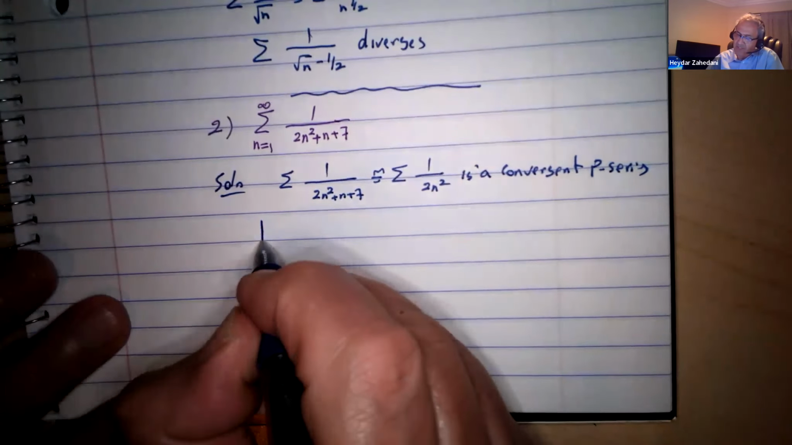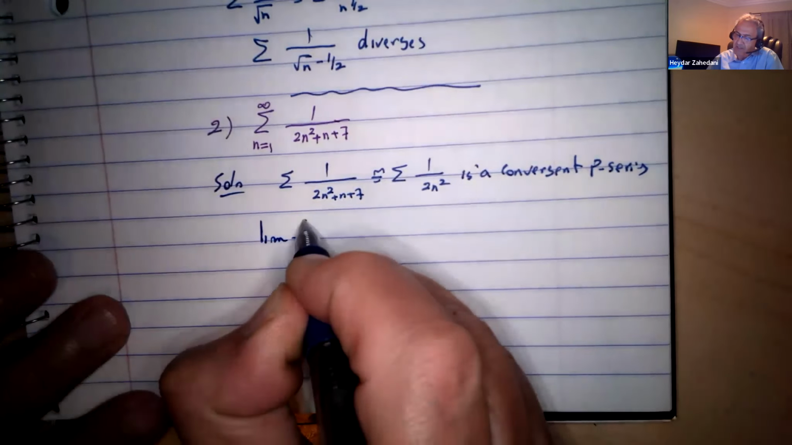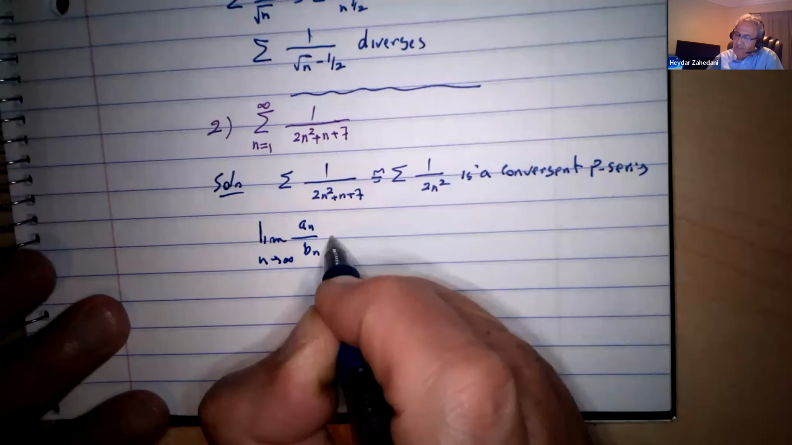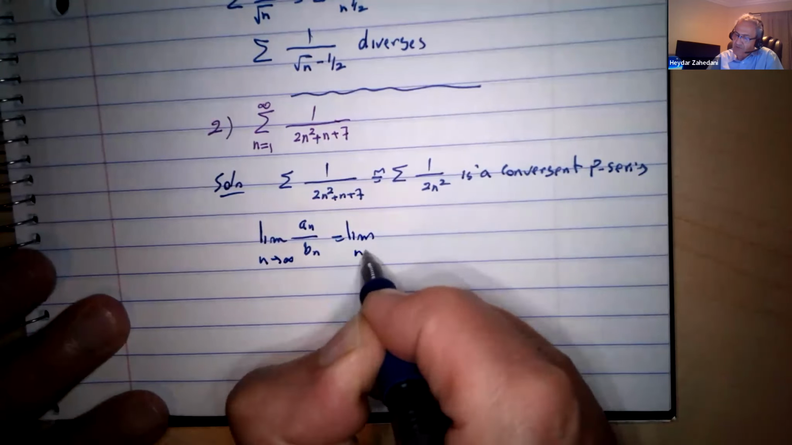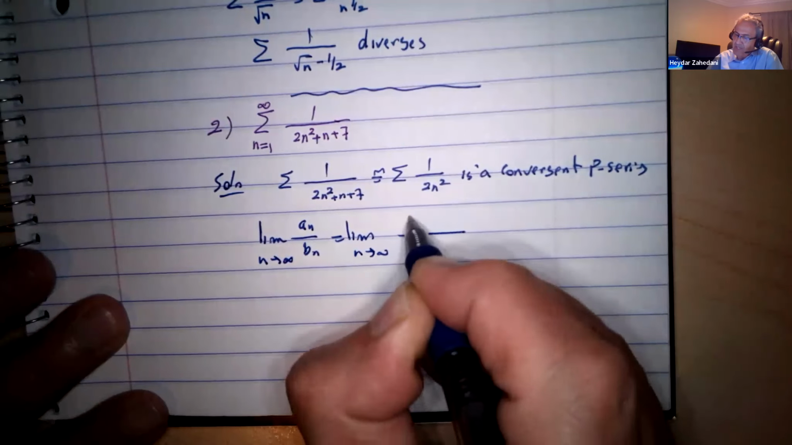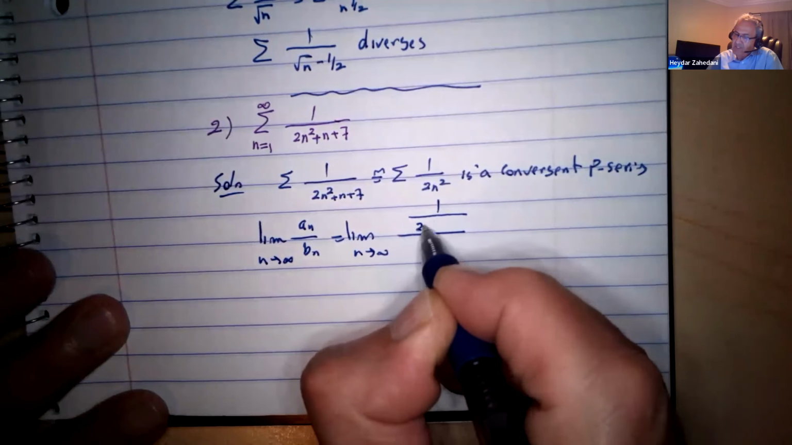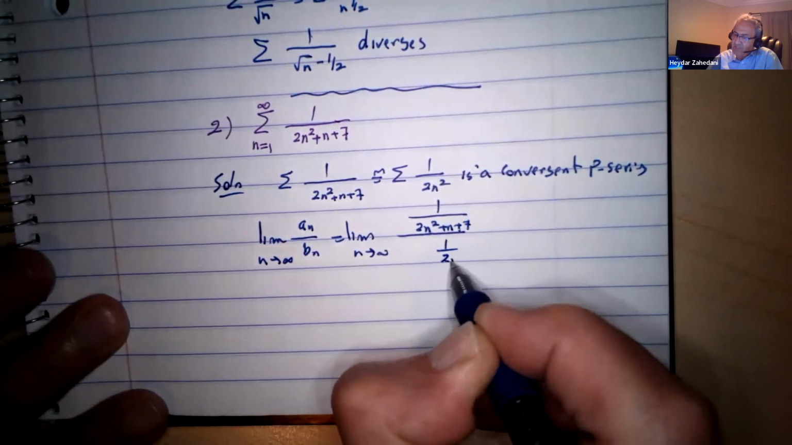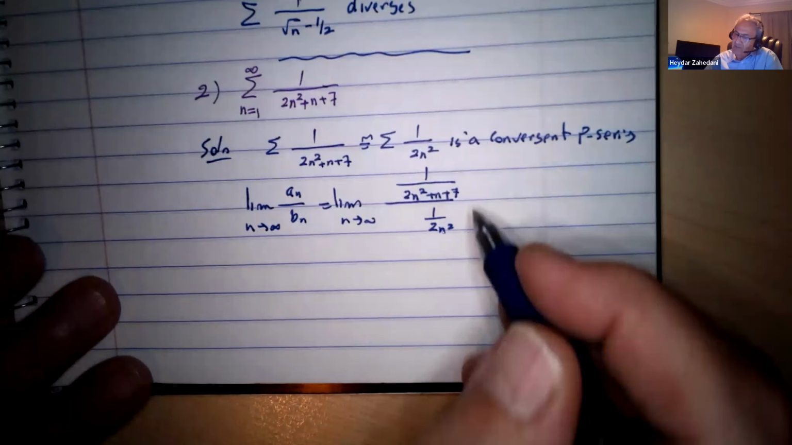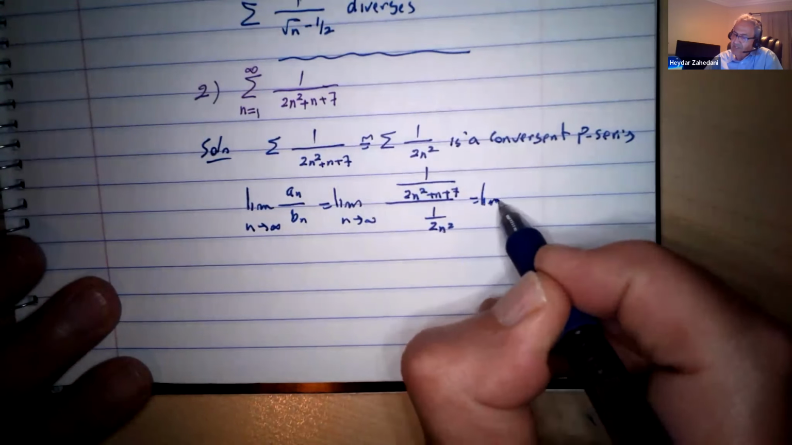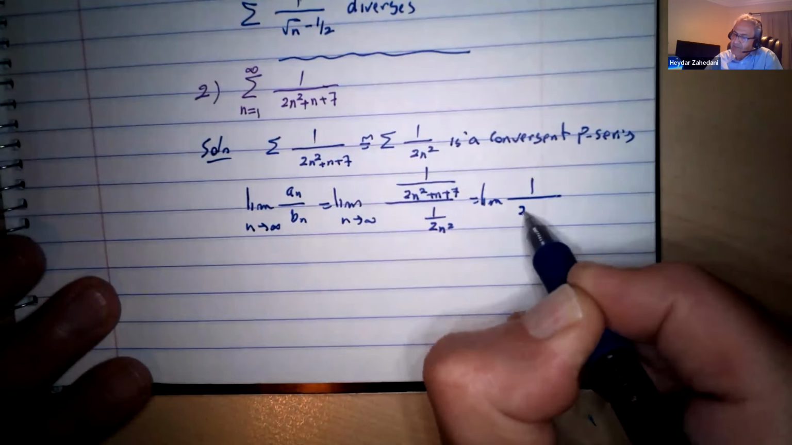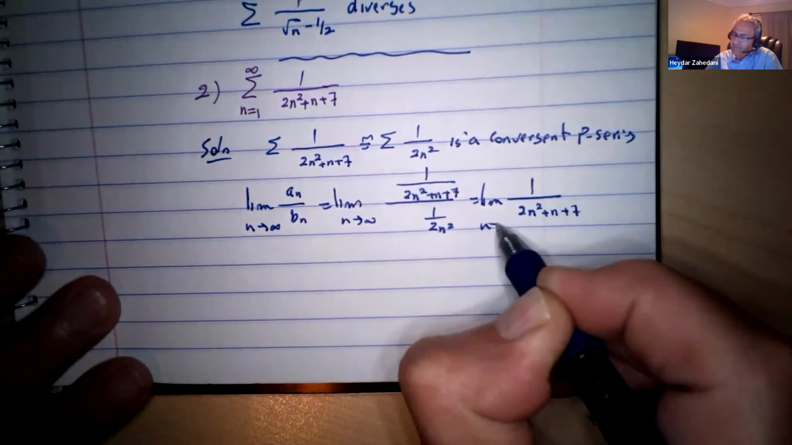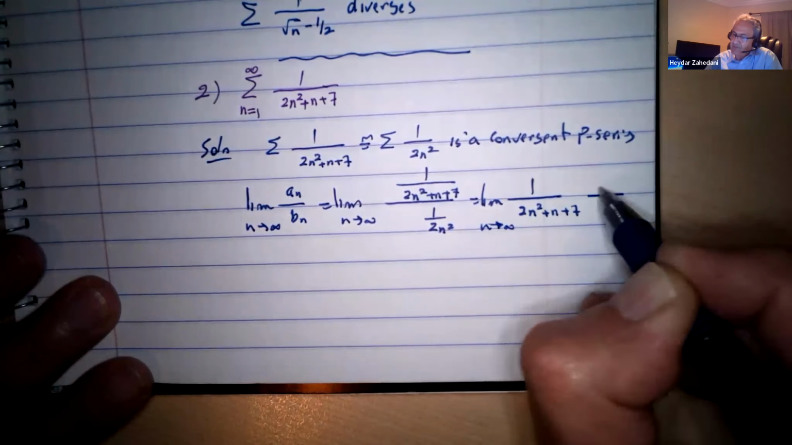So use the limit comparison test, limit of an over bn, n goes to infinity. So it's going to be the limit as n goes to infinity, where your an is the given one, 1 over 2n² plus n plus 7, and this is going to be 1 over 2n². So it's going to be the limit of the first one multiplied by the reciprocal of the other one. You see, the reciprocal of the other one.